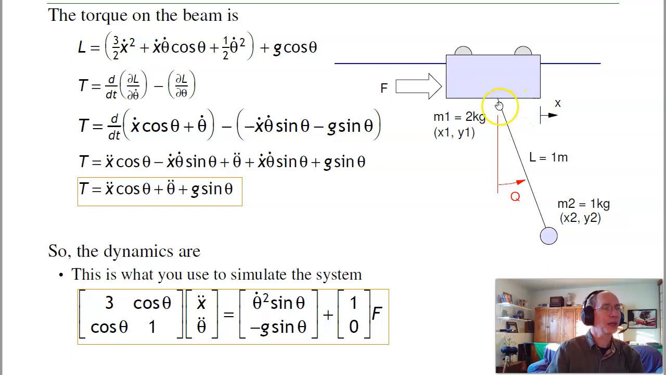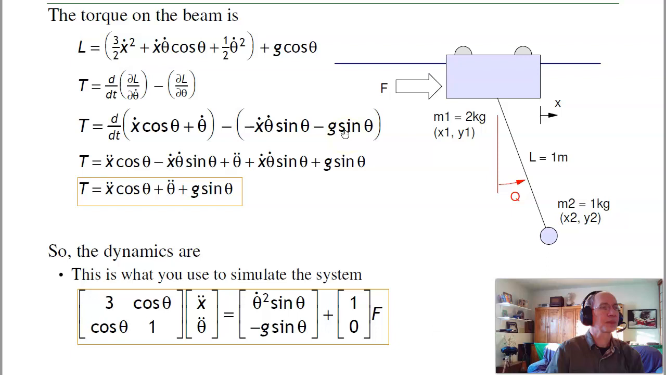So it's the full derivative with respect to t of the partial of L with respect to theta dot, minus the partial of L with respect to theta. Partial of L with respect to theta dot: okay, there's no term here. Here's the theta dot, gives you x dot cosine theta. Here's the theta dot plus theta dot. And that's all the theta dots. Minus the partials with respect to theta. And there's nothing here. Here's the theta, gives you minus x dot sine theta. Nothing. Here's the theta, minus g sine theta.